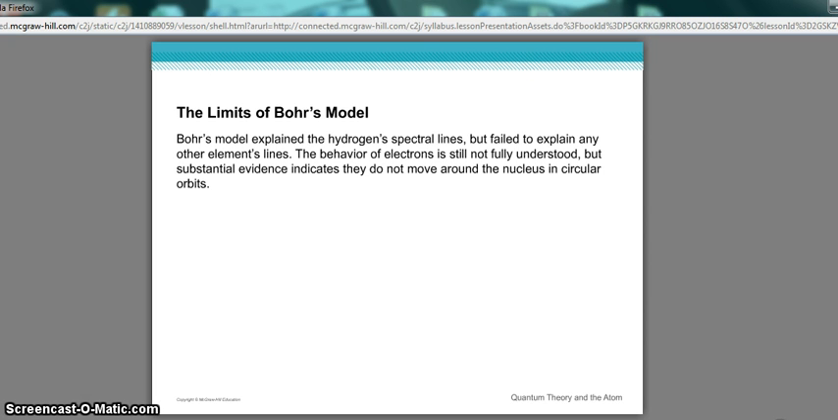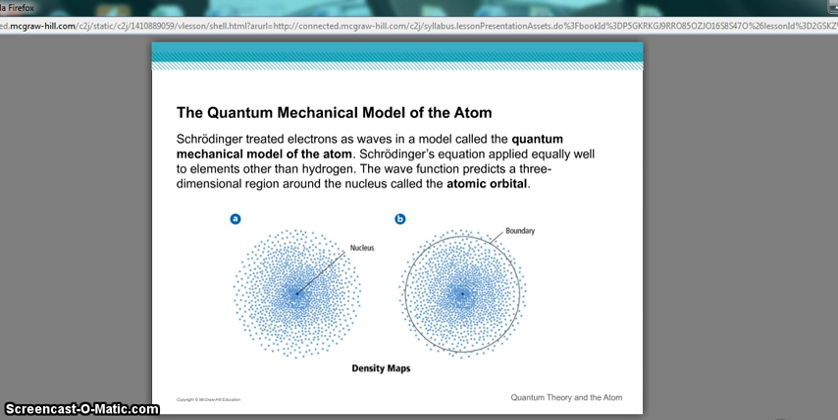So now scientists know, well, okay, we have limitations. We need to come up with a new model of the atom. So what happened is we get a guy named Erwin Schrödinger, and he came up with what's called the quantum mechanical model of the atom. And this is really what scientists believe is pretty accurate as to what's going on within the atom today.